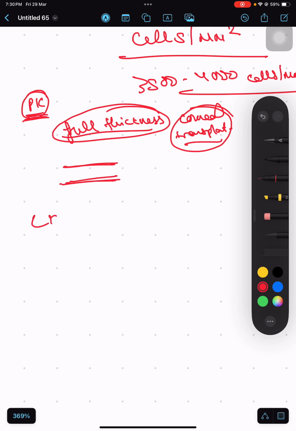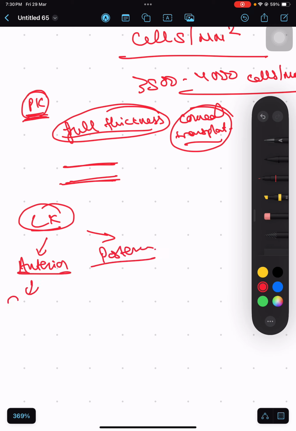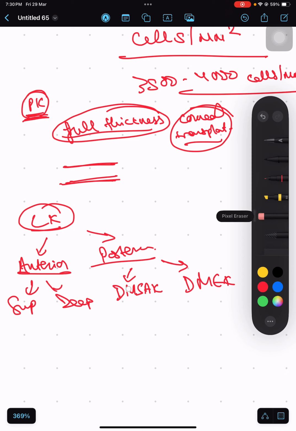Now, lamellar keratoplasty can be of two types. One is anterior, other one is posterior. Anterior is further divided into superficial and deep. Posterior is divided into Descemet's stripping automated endothelial keratoplasty, and the other one is known as Descemet membrane endothelial keratoplasty. Note there is no 'membrane' in the first one: Descemet's stripping automated endothelial keratoplasty.